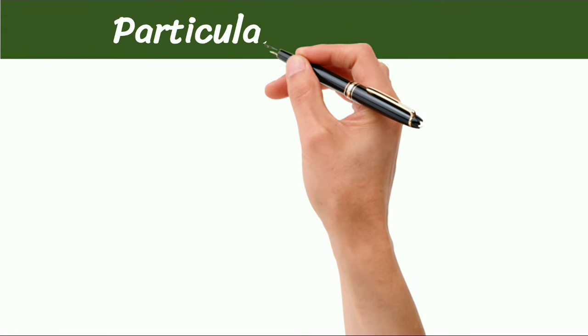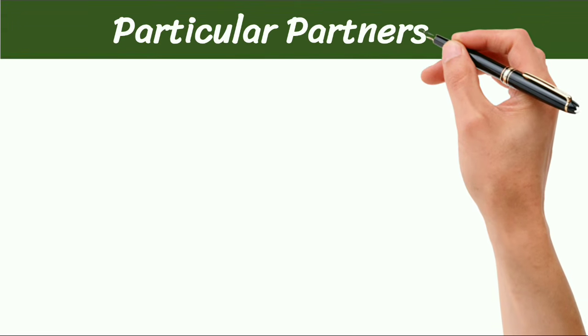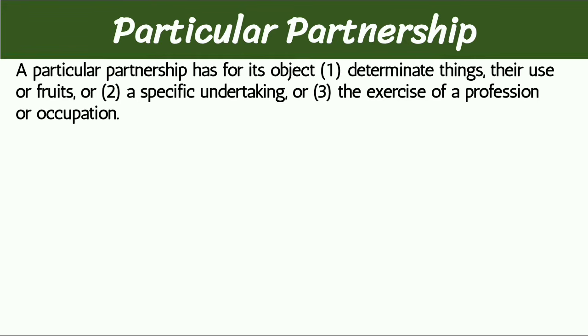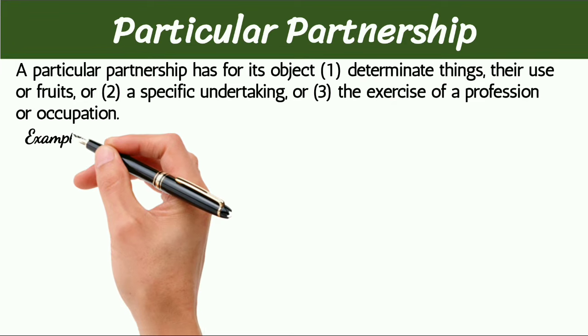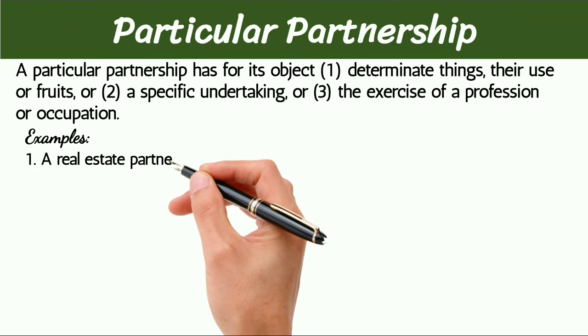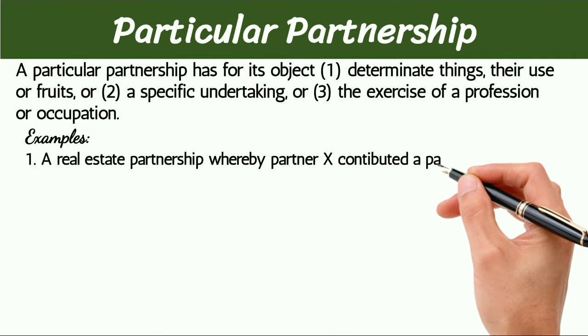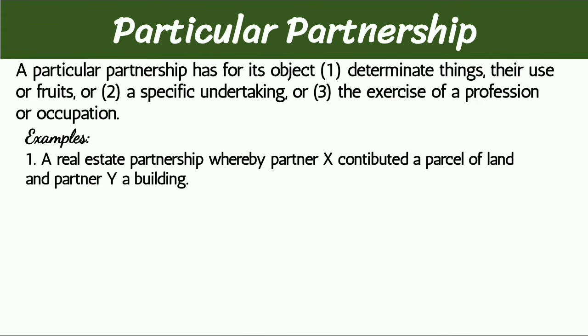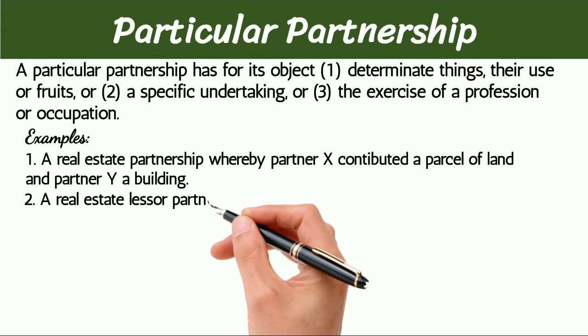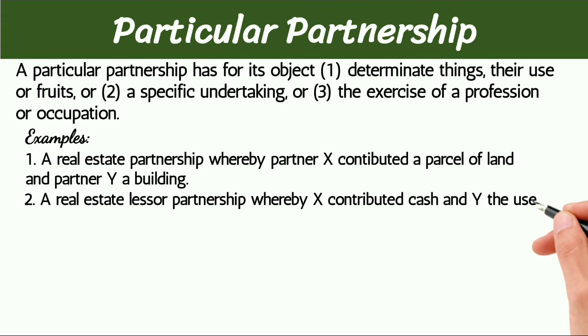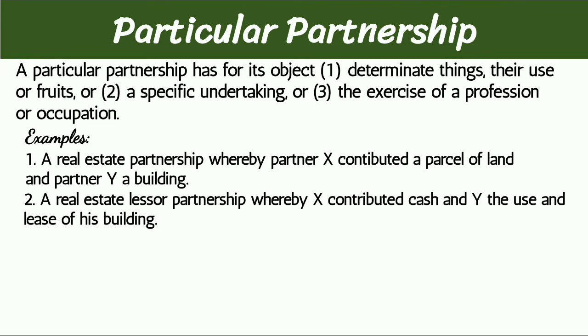Next, let's proceed to the second kind of partnership as to object, and that is a particular partnership. Ang ibig sabihin nito, hindi lahat ng property ng partners ay involved, at tatlo ito. Yung una, the object is either determinate things or only their use or the fruits. Or it can be for a specific undertaking or for the exercise of a profession or occupation. For example, a real estate partnership whereby partner X contributed a parcel of land and partner Y a building. Another example, a real estate lessor whereby X contributed cash and Y the use and lease of his building.